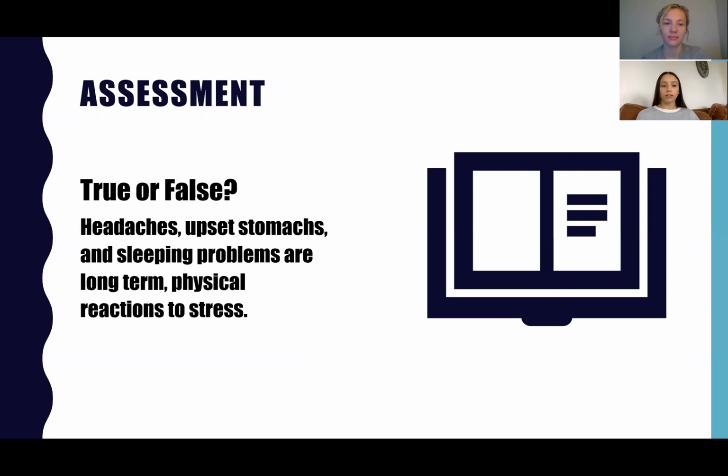True or false? Headaches, upset stomachs, and sleeping problems are long-term physical reactions to stress. This is false. These reactions are short-term.